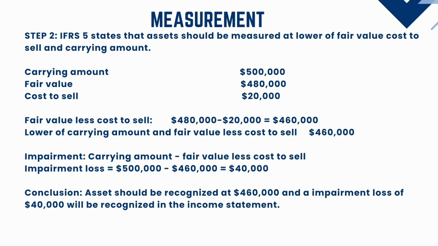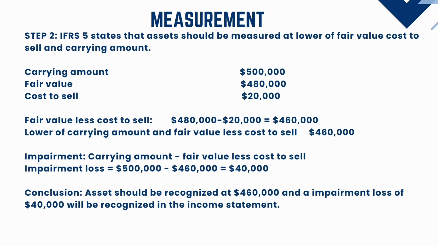So what do we have now? We have $480,000 minus $20,000, and that would result to $460,000. So now what do we do next? We check between our fair value less cost to sell and our carrying amount, which one is lower, and the lower is $460,000. That is because our carrying amount is $500,000, right? So now we also know from the lecture that if the carrying amount is higher than the fair value less cost to sell, we have to recognize an impairment loss.